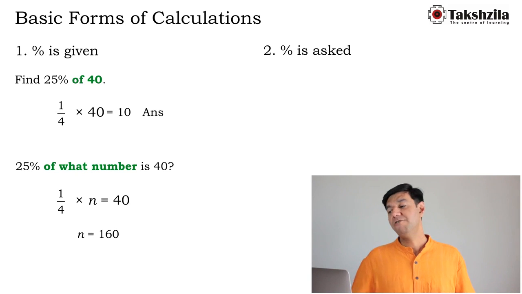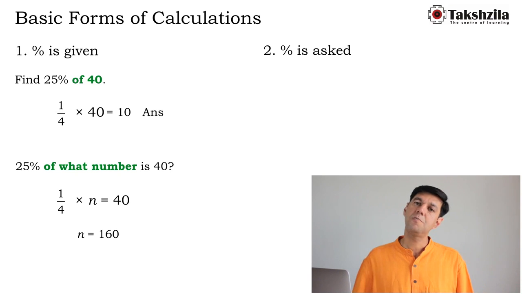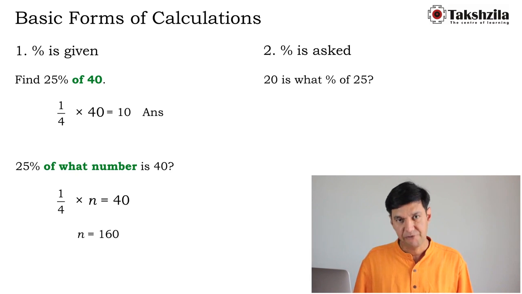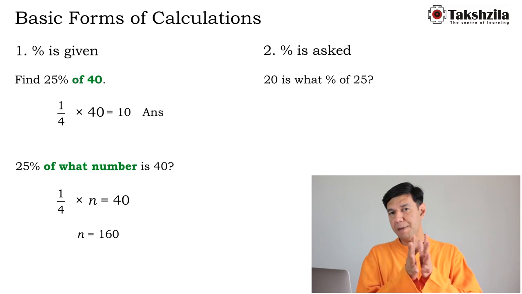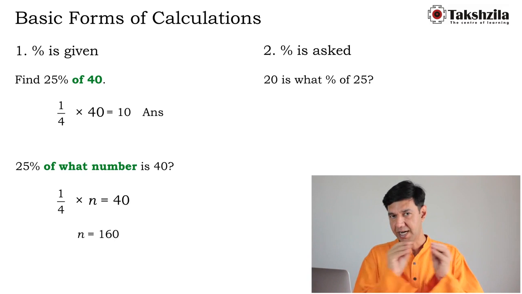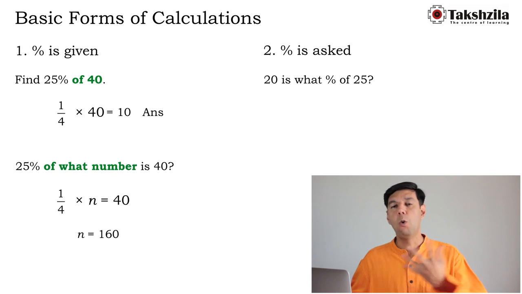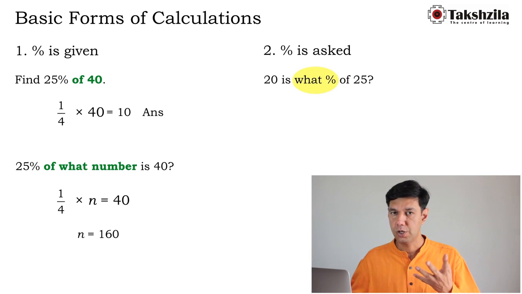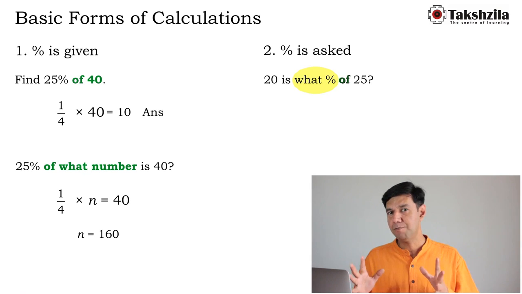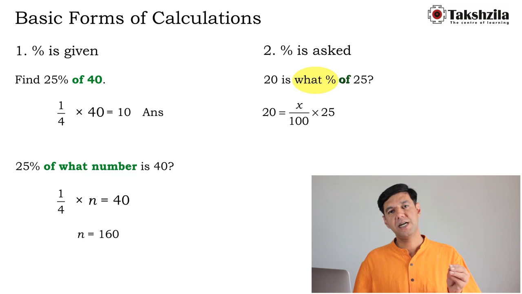I find students having a problem when the percentage value is asked. So a simple question could be: 20 is what percentage of 25? We are going by the first principles learned, writing it just in maths. 20 is equal to what percentage? I do not know here, right? So there's x percent, x by 100. Of which number? Of 25. So I'm just writing it in maths: 20 is equal to x by 100 into 25.